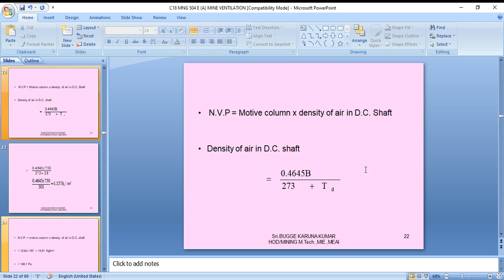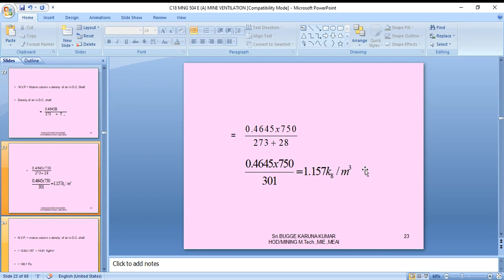Then NVP equals motive column into density of air in the DC shaft. NVP formula equal to motive column into downcast shaft density. The density of the air in the DC shaft is equal to 0.4645 B divided by 273 plus TD. So now we will get around 1.157 kg per meter cube.